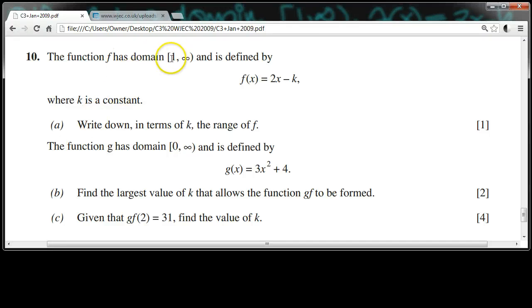The function f has domain 1 to infinity and is defined by f of x equals 2x minus k, where k is a constant. Write down in terms of k the range of f. The function g has domain 0 to infinity and is defined by g of x equals 3x squared plus 4. Find the largest value of k that allows the function g of f to be formed. Given that g of f of 2 equals 31, find the value of k.